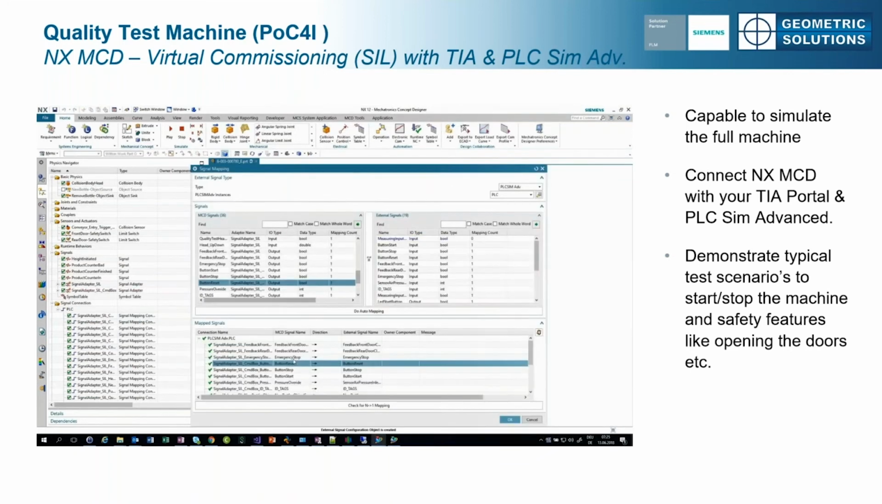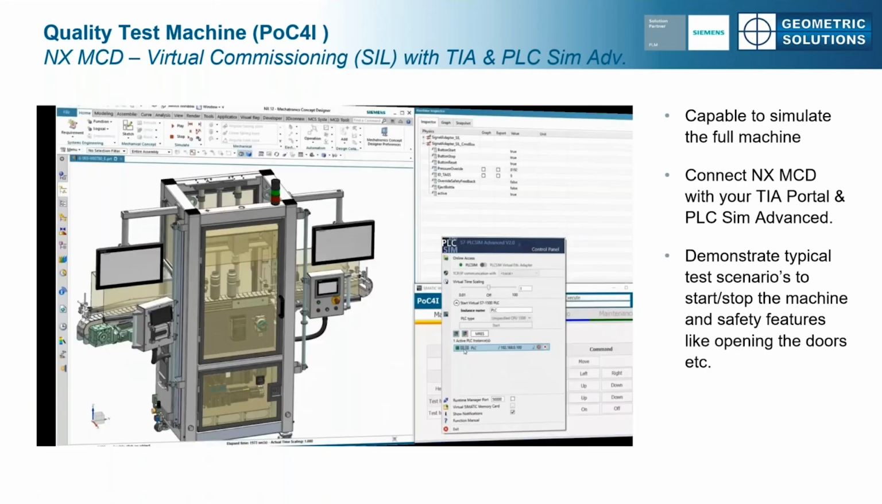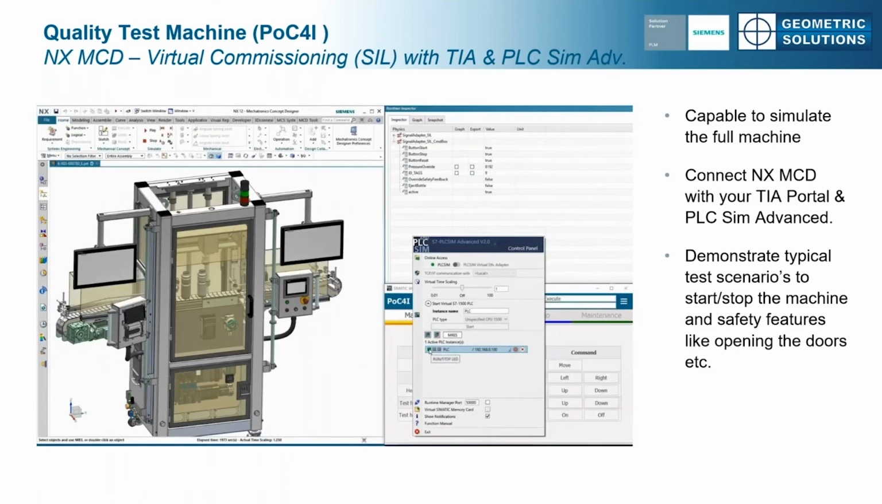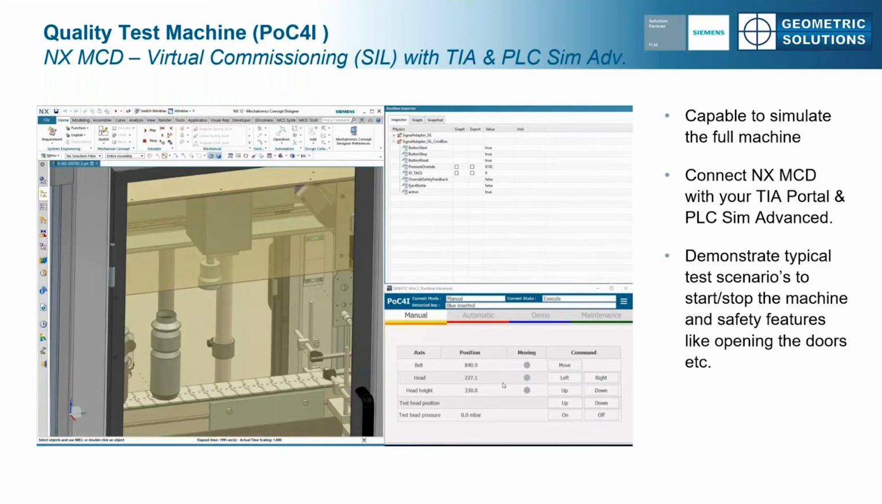And then what we're doing is we're linking up the tags. So if you're writing your code, you've got your tag table. We just want to link those up to the tags in NX MCD. So here on the bottom, we've got our virtual HMI. And as they press on a button, left or right, you notice that the gantry head moves, or the belt turns on and off.